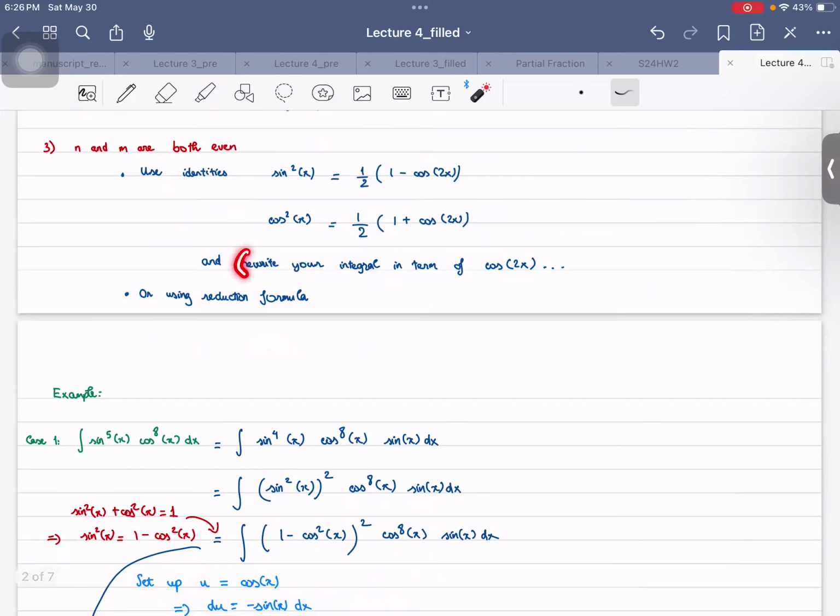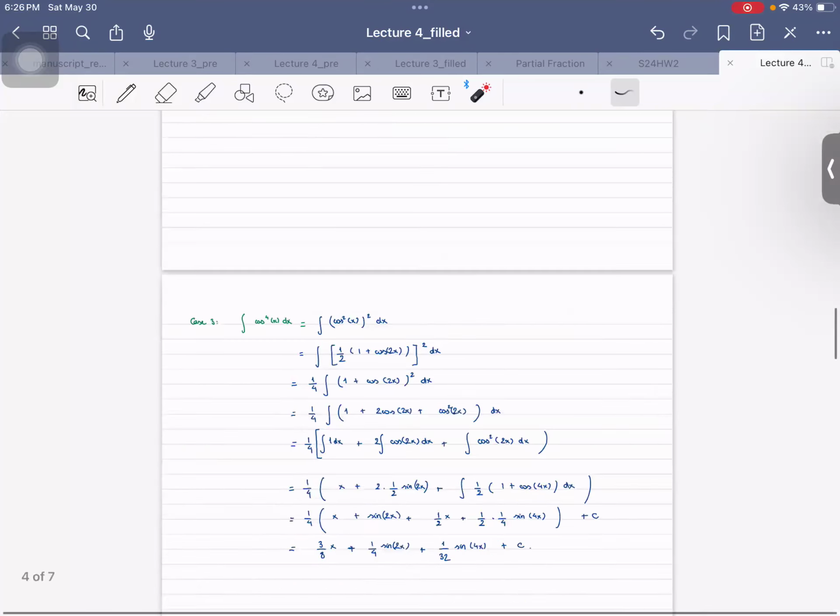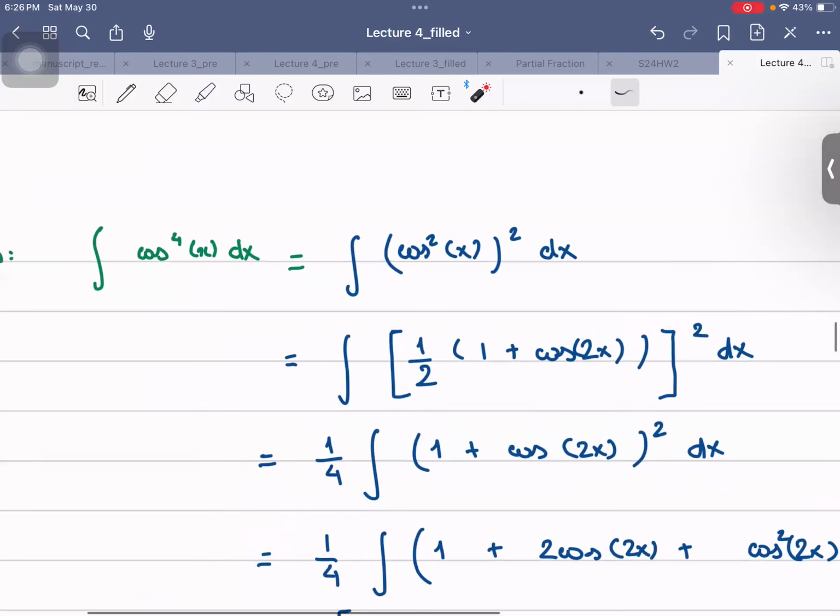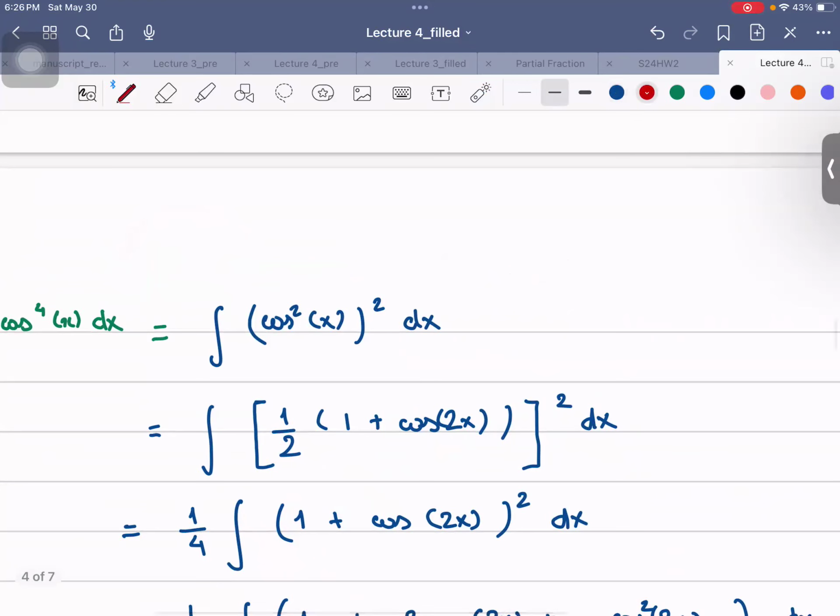You're going to try to rewrite your integral in terms of cosine of 2x. Now we go into the first case. In this scenario, you have cosine to the power of 4. Remember that you have one special trig identity: cosine squared of x equals 1/2 times (1 plus cosine of 2x). I'm sorry, we should have the 1/2 in the front.